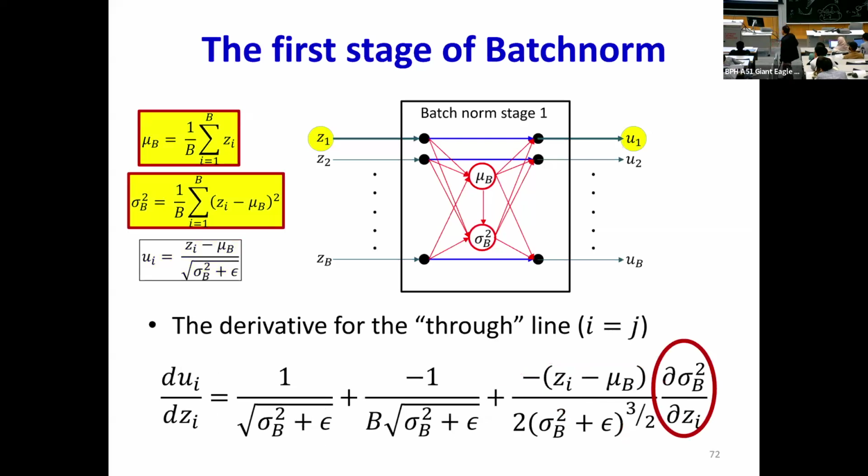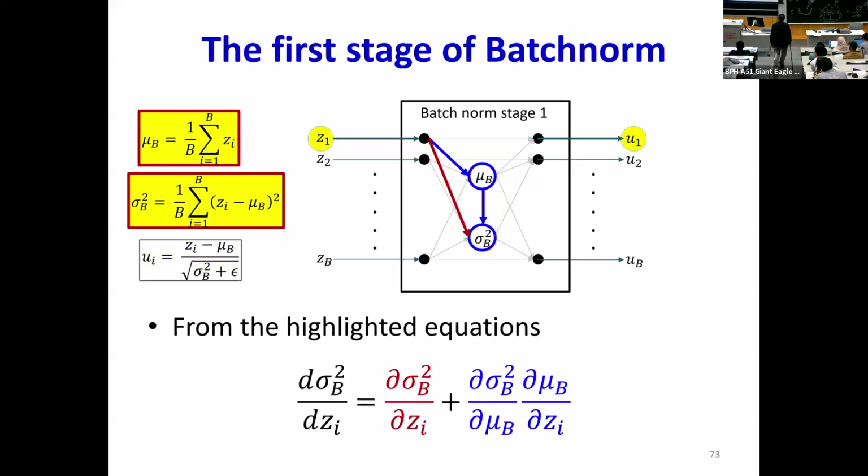And now if I look at the dependence of sigma squared with respect to z, there are two incoming edges again. So once again, you have to go through all the paths. Sigma squared has a direct connection to z, so the first term is the derivative of sigma squared with respect to z. And the second is the connection through mu, and so I have to consider the derivative of sigma squared with respect to mu times the derivative of mu with respect to z. Everybody see this, right?